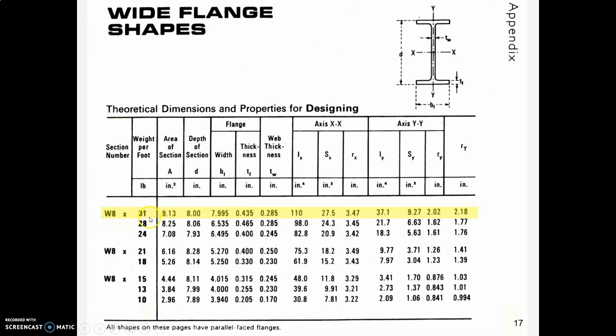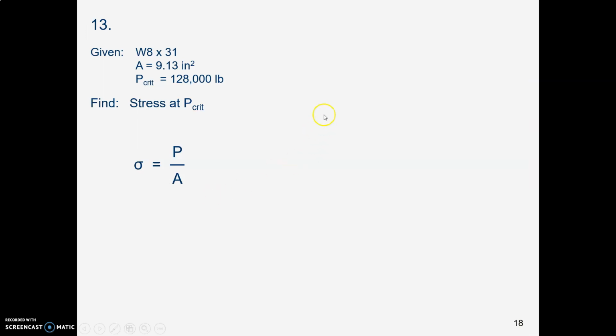So 8 by 31, here is the area, and there's the area of that 8 by 31. Its cross-sectional area, if you look at a slice of that steel, it has an area of 9.13 square inches. That's its area. All right, so what do we know? It's an 8 by 31 wide flange. It's got an area of 9.13 square inches. It's got a load, a force of 128,000 pounds. And we want to know how big is the stress.